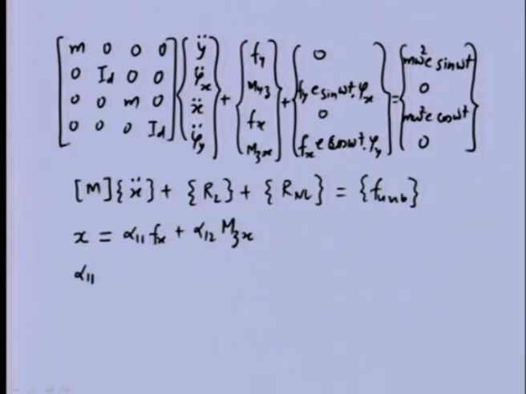So, that means this will be the x when we have f x equal to 1 and all other moments and forces are 0. Or, if you want to define alpha 1 2, this is the linear displacement corresponding to a unit moment, keeping all other forces and moments equal to 0. So, this is the definition of the influence coefficient.